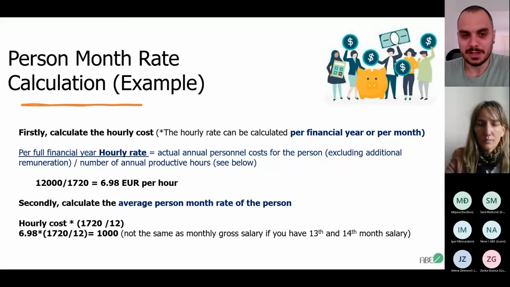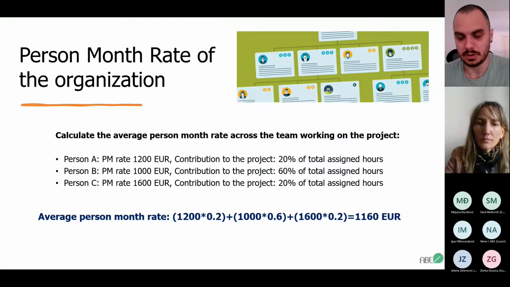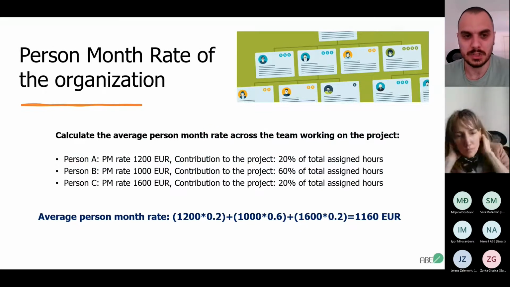Very important, you may come up with the idea of directly taking the gross salary of that person for the project. But the problem is that in many countries, though not often in Serbia, there is the possibility of having a 13th and 14th month salary. And the 13th and 14th month salary fit in the actual annual personnel cost. Hence, if you only take the monthly gross salary of one personnel, you would make a mistake because you're not considering the percentage of the 13th and 14th month in that monthly value. So please be careful to do all calculations and follow step by step to make sure not to make a mistake.